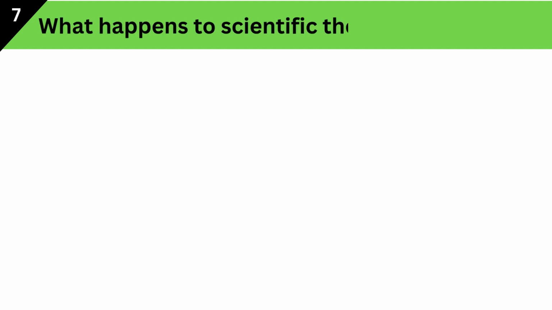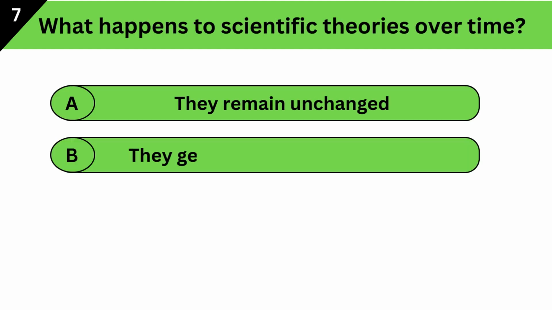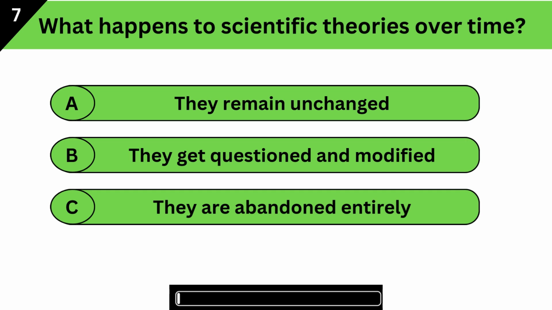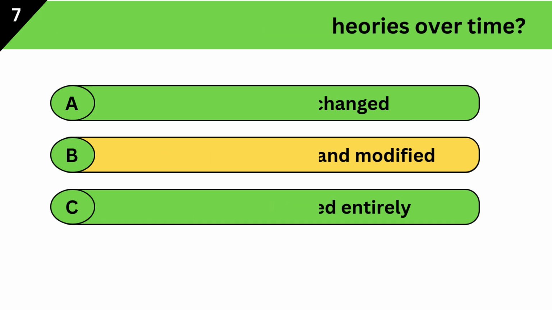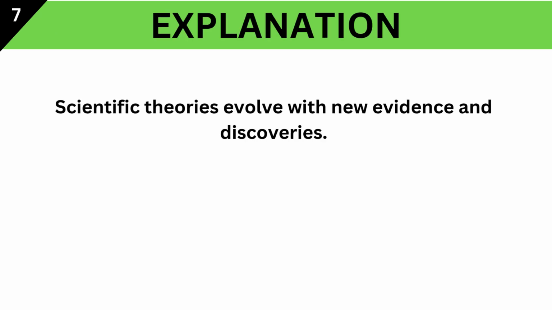What happens to scientific theories over time? Option A, they remain unchanged. Option B, they get questioned and modified. Option C, they are abandoned entirely. Correct answer. Explanation. Scientific theories evolve with new evidence and discoveries.